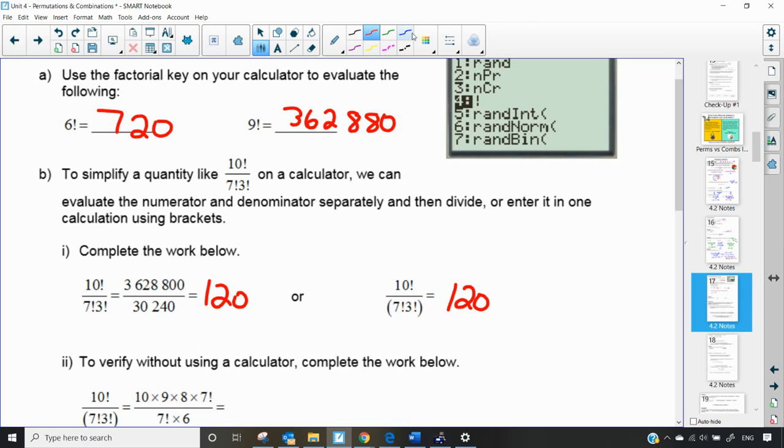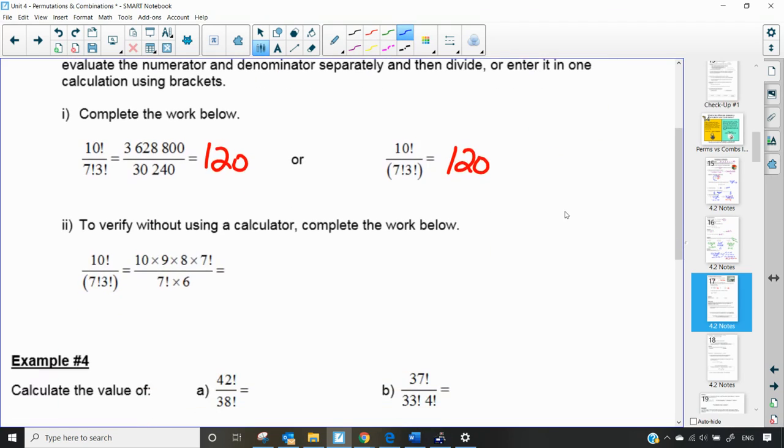Now we could verify this without using our calculator, using the methods we learned before. So 10 factorial will be 10 times 9 times 8 times 7 factorial, all over 7 factorial times 6. So these would disappear. 6 because 3 factorial is 3 times 2 times 1. So on the top, 9 times 8 is 72, times 10 is 720. Divide by 6. 72 divided by 6 is 12. So this is going to leave me with 120.